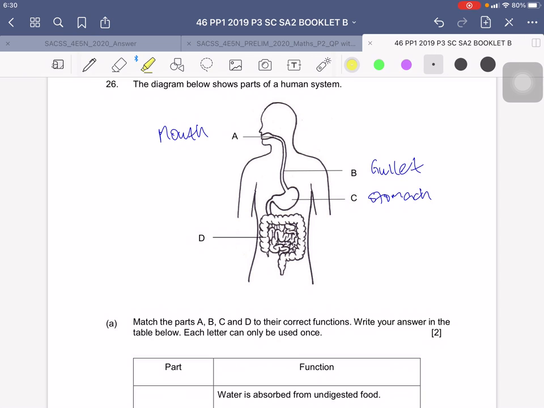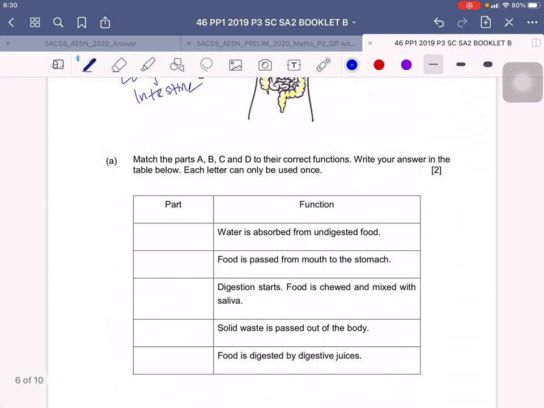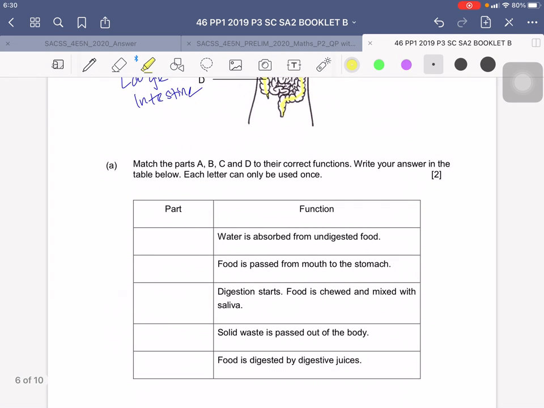You have to be very careful. This will be the large intestine. Okay, so let's write down large intestine. Alright, so we have to match them. Now here water is absorbed from undigested food. That must be the large intestine, so that will be D.